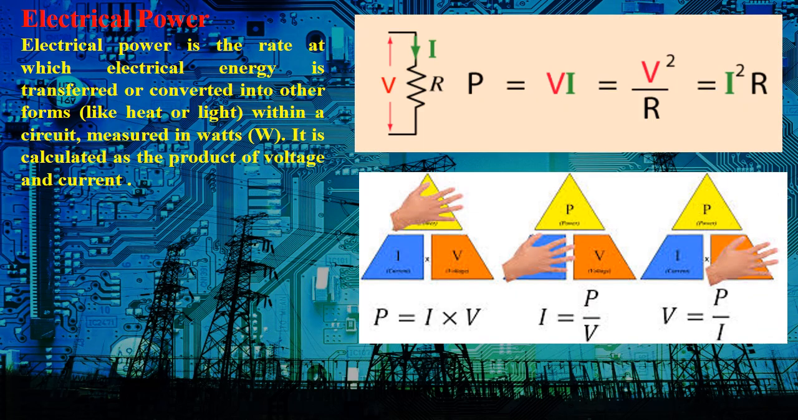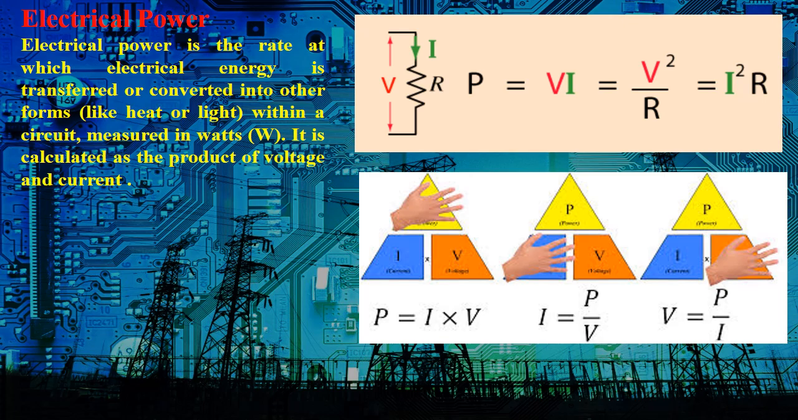Electrical power is the rate at which electrical energy is transferred or converted into other forms like heat or light within a second. Measured in watts, it is calculated as the product of voltage and current. So power can be calculated using voltage times current, or the square of voltage divided by the resistance of the circuit, or the square of the current running through the circuit times the resistance of the circuit. So these are the 3 sets of formulas that you can use to calculate the power.